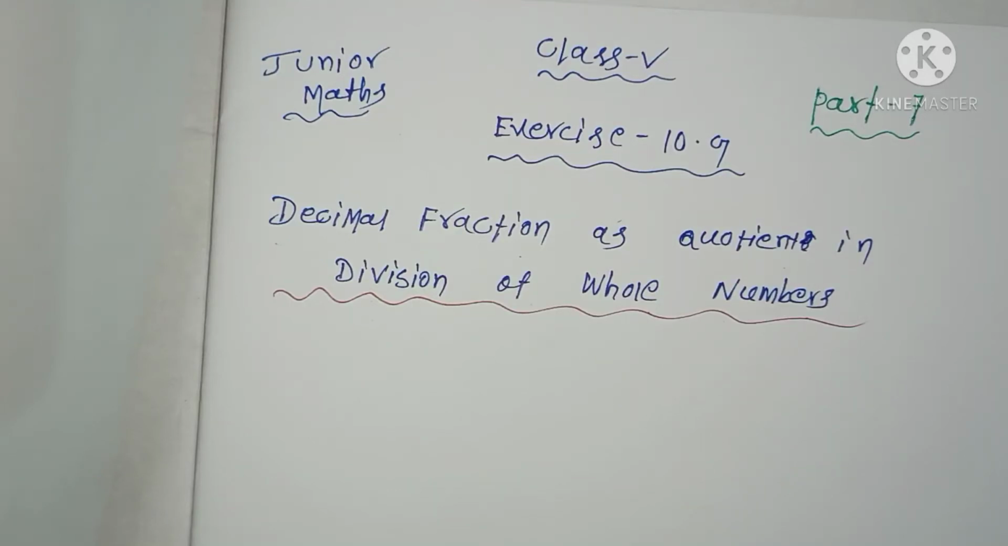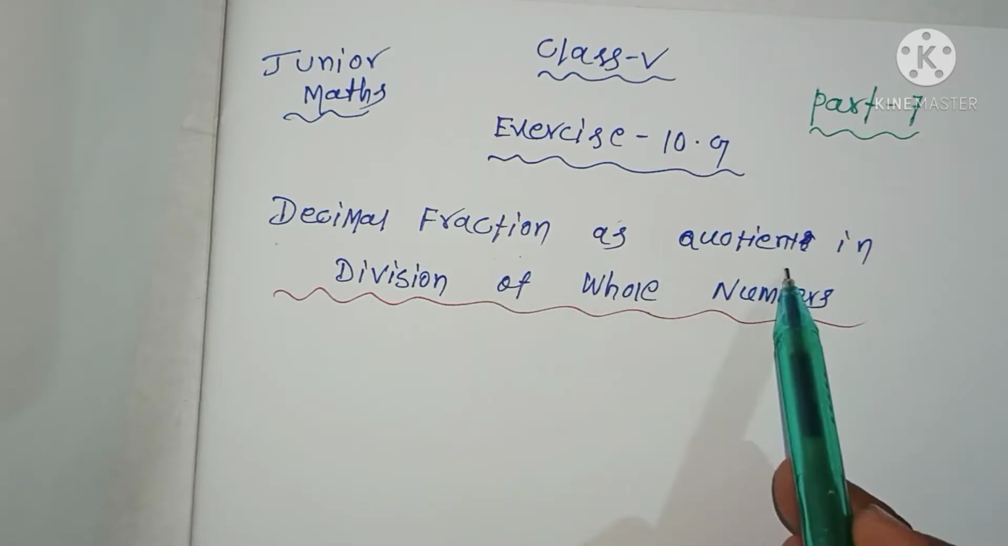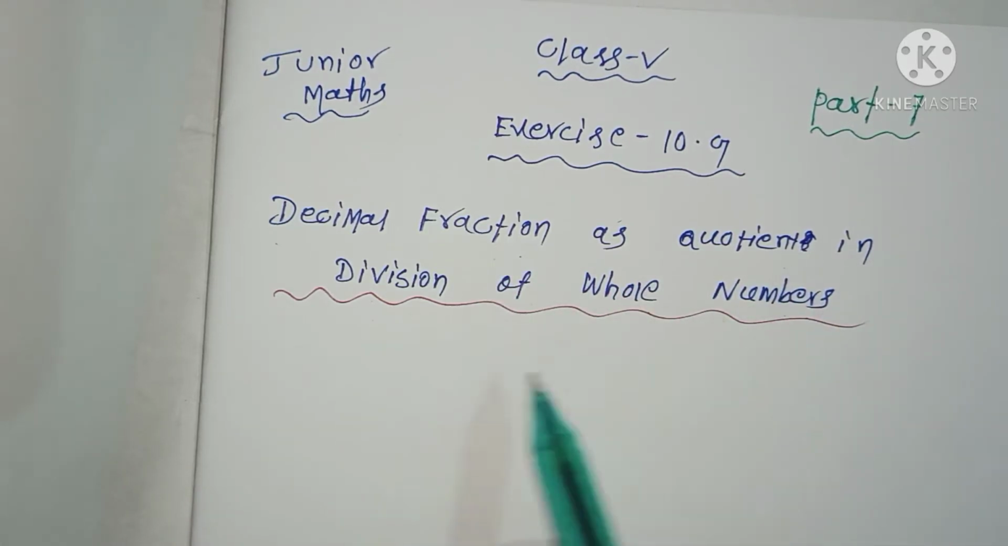In this video we will discuss Class 5 Junior Math, Exercise 10G. Here we will discuss decimal fractions as a quotient in the division of a whole number. Sometimes when we divide a whole number by another whole number, we get the quotient as a fraction. Now we will learn exactly how this quotient comes in decimal form.